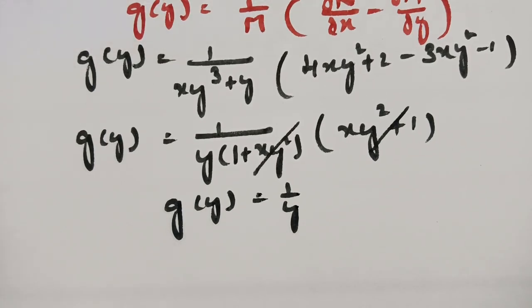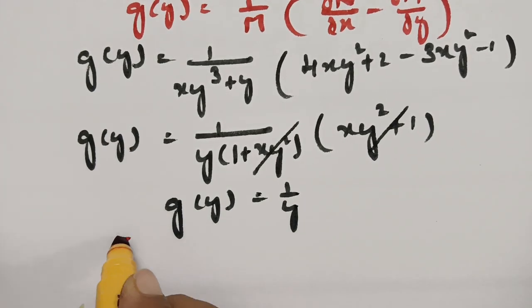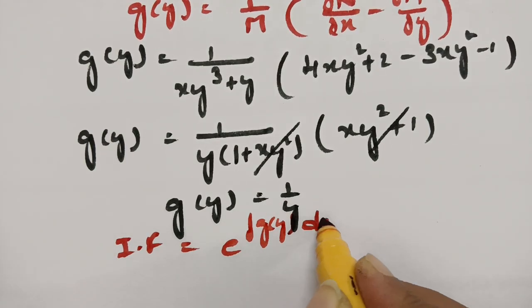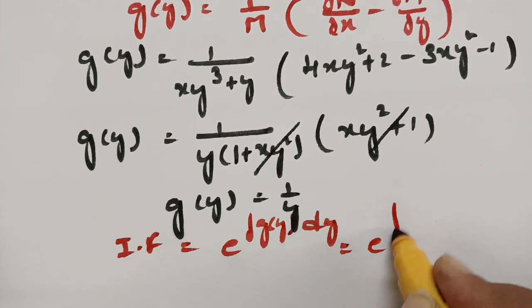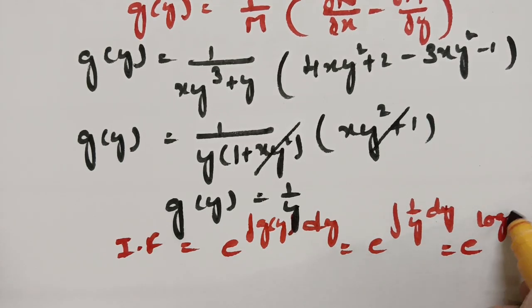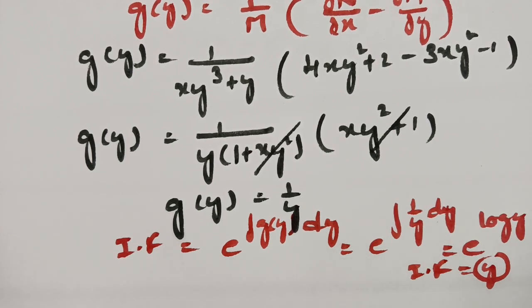So now the integrating factor value is e power integral g of y dy, which is equal to e power integral 1 by y dy, which is equal to e power log y. So the value here is y. Now the integrating factor is y.